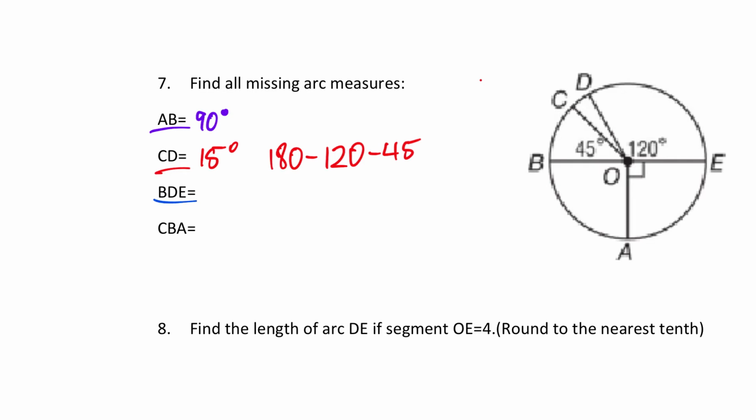Okay, next one is BDE. B, D, E. So go from B to D, then to E like this. Good, that's exactly half circle, 180. And then on this last one here, CBA. So C to B, then to A. 135. Good. 45 and 90 is 135.